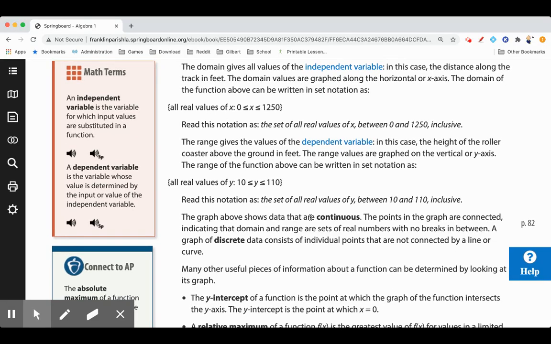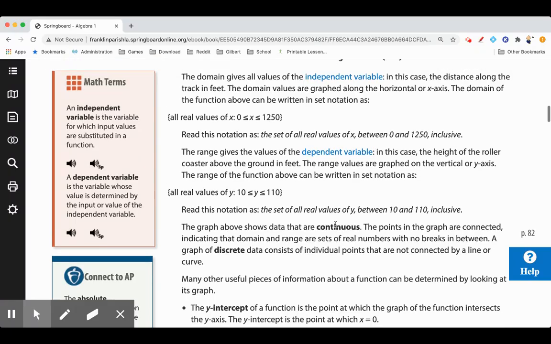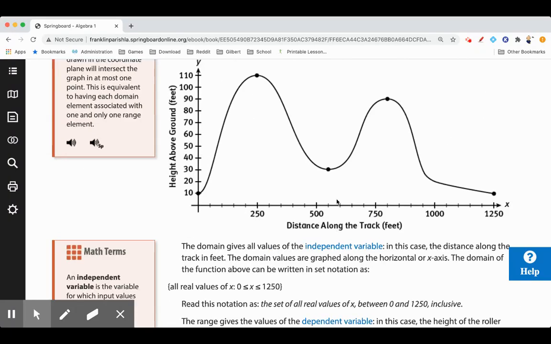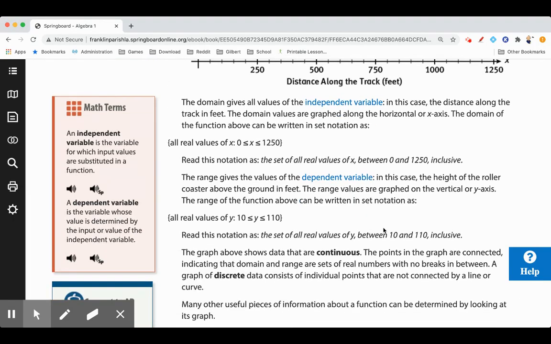Okay, the graph above shows that these data are continuous. It means there's no gaps in between the data. It goes from the starting to the end. Okay, continuous. They're all connected, indicating the domain is the set of real numbers with no breaks in between, no gaps.